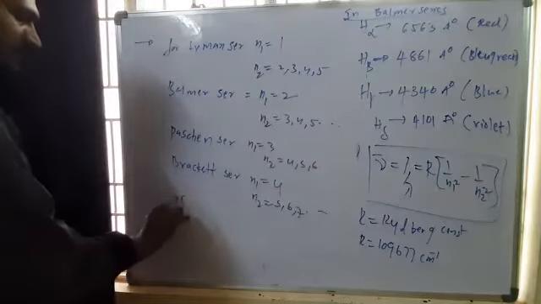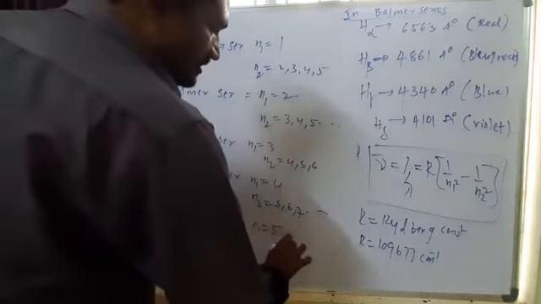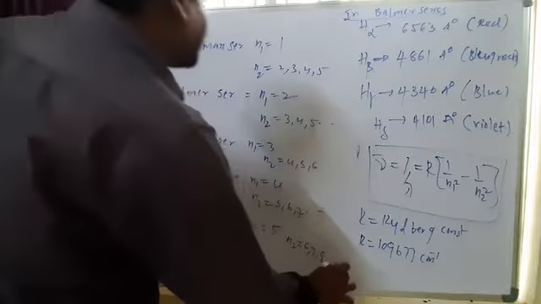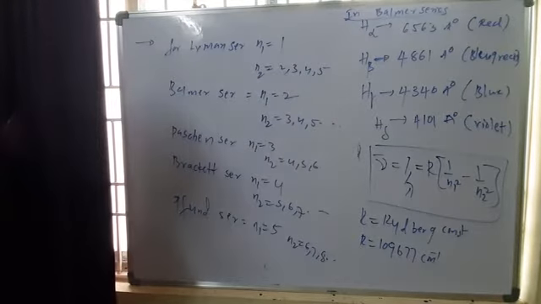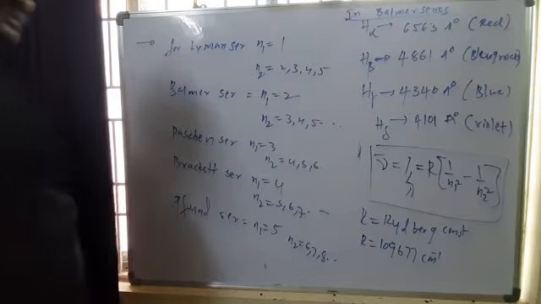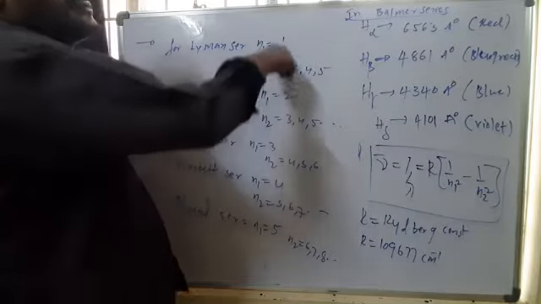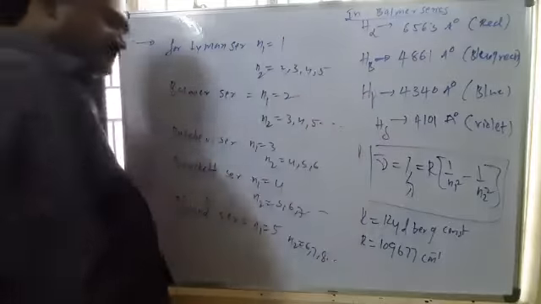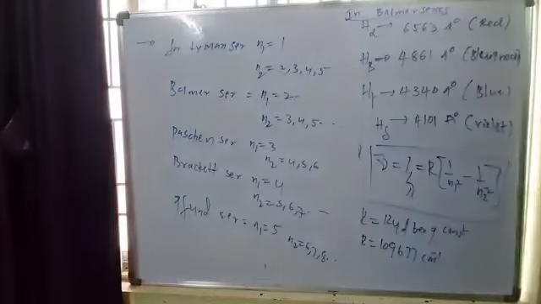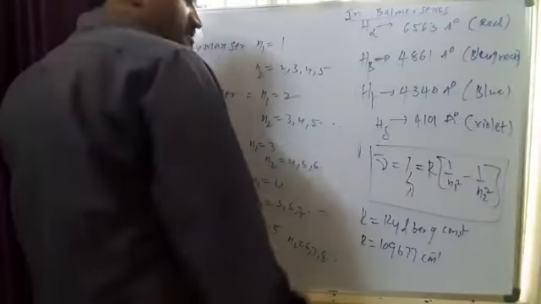And similarly for Pfund series, n1 is 5 and n2 is 6, 7, 8 etc. So for every series n1 is a constant, but n2 changes. For the Lyman series, H alpha line is 2 to 1, 3 to 1 is H beta, 4 to 1 is H gamma, 5 to 1 is H delta lines. Like that we can take. So these are the hydrogen spectrum, and we can calculate the wave numbers and also wavelengths by using this formula.